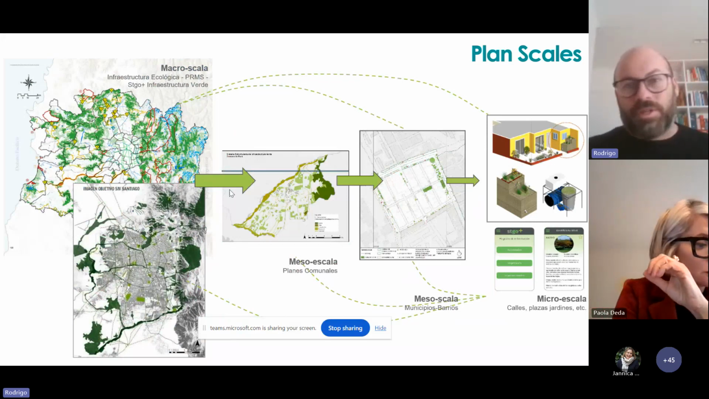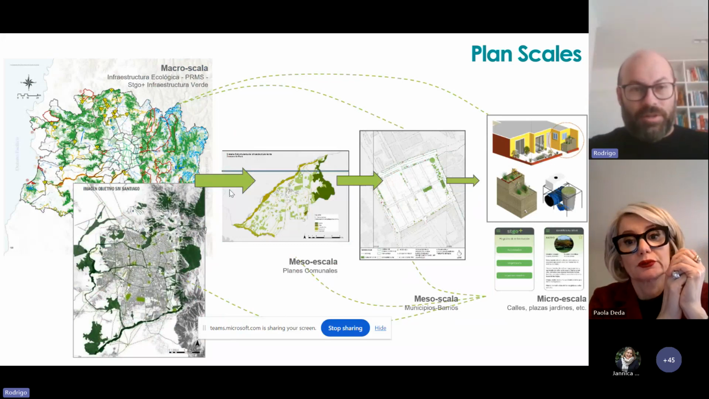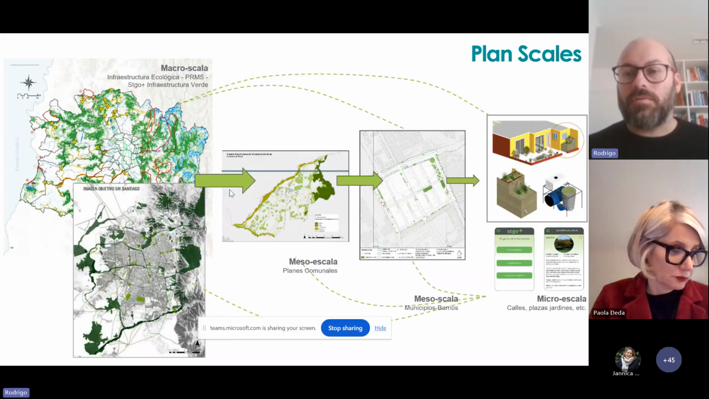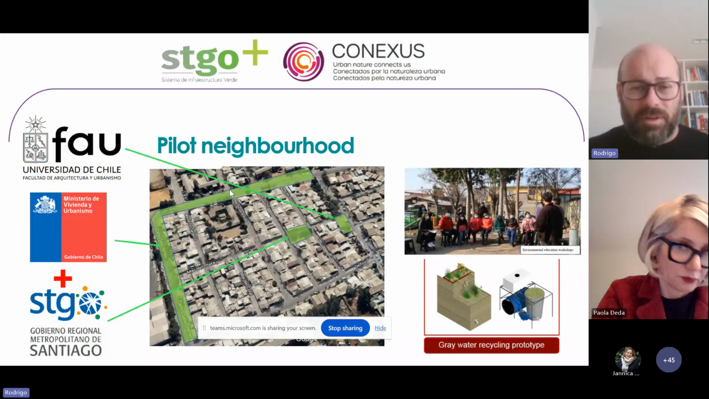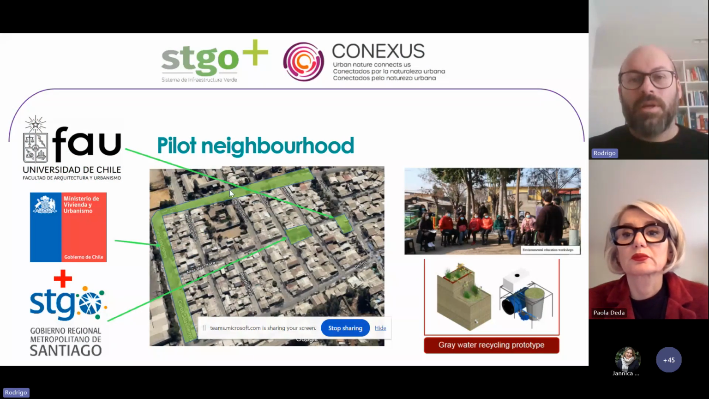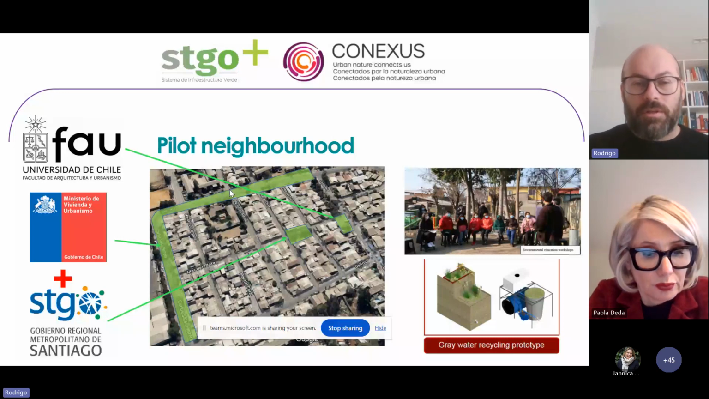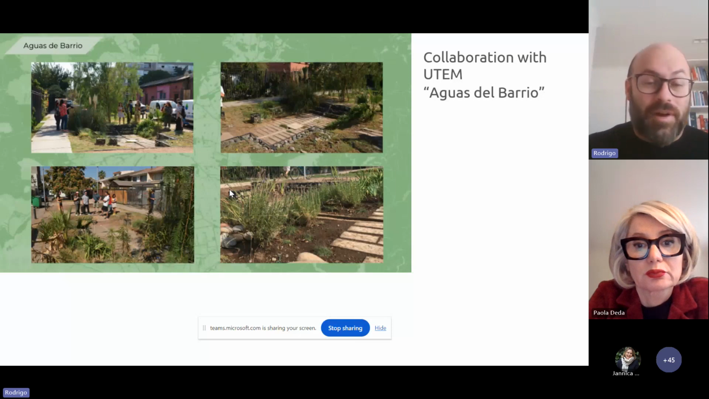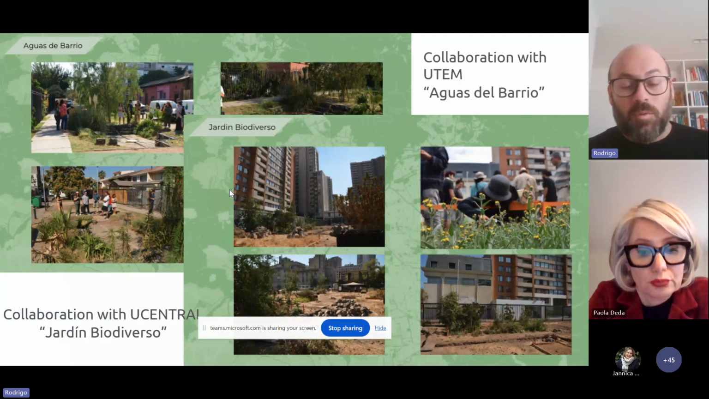So we're working in a multi-scalar perspective in order to create different kinds of projects, those related to the regional ecosystem, and also those that are important to revert the lack of public space or green public space, especially in poor areas of the city. So these are some small examples, pilots that we have developed framed by the Santiago Más plan, some collaborations we made with the Ministry of Housing and the regional government, and some other collaborations with partner universities, such as Aguas de Barrio, working in small public spaces or available brownfield areas, and the project called Jardín Biodiverso with the Central University.